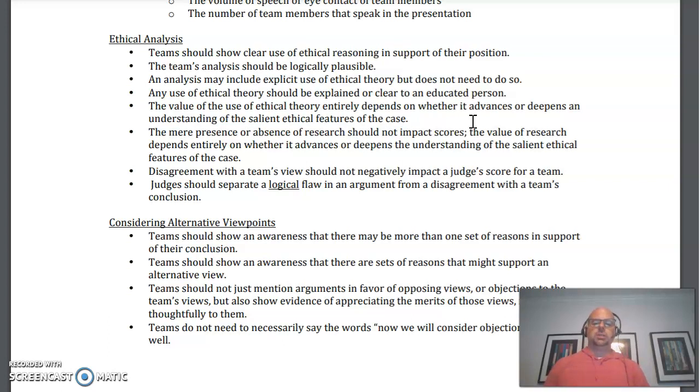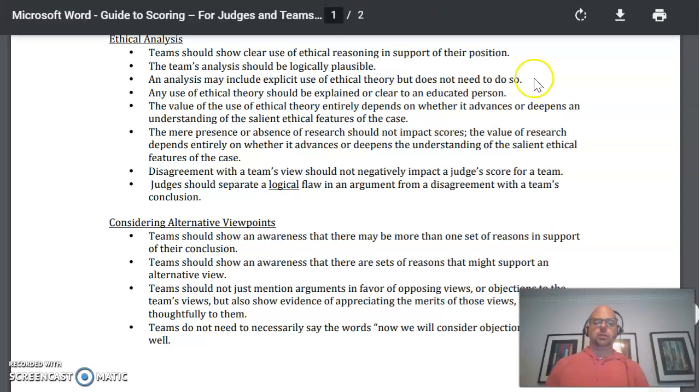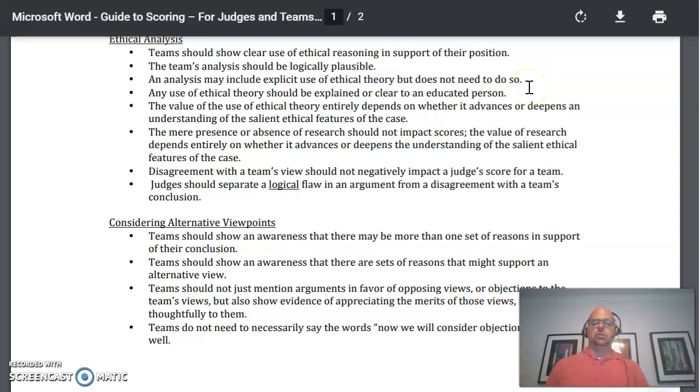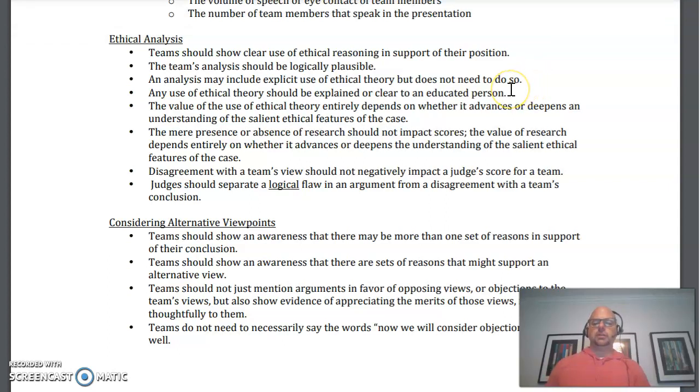An analysis may include explicit use of ethical theory, but does not need to do so, and this is a very important point. Often teams, judges, participants in the Ethics Bowl debate this. The Ethics Bowl was explicitly not created as an ethical theory bowl, and a team could do a good job with an ethical analysis without explicitly referring to an ethical theory. They might, for example, make use of certain ethical principles, and they still might give a very well reasoned, clearly logical, educated response. So it's important to note that.